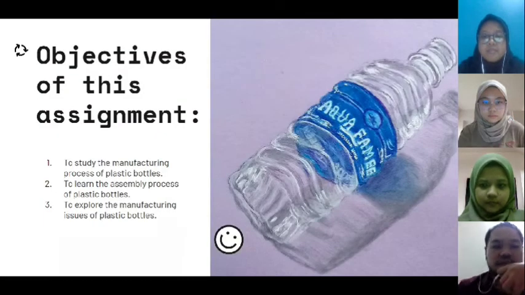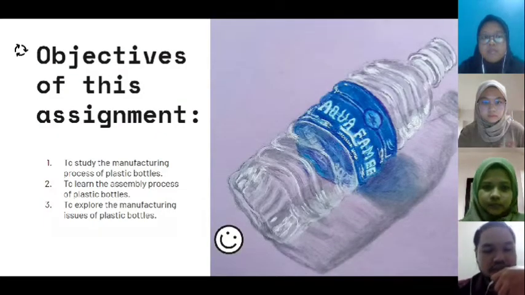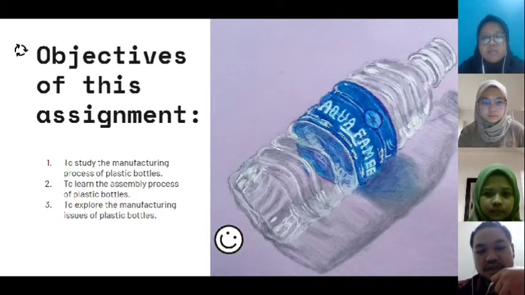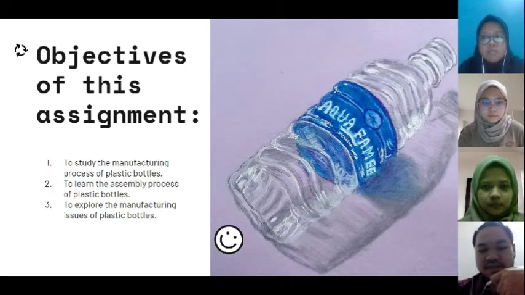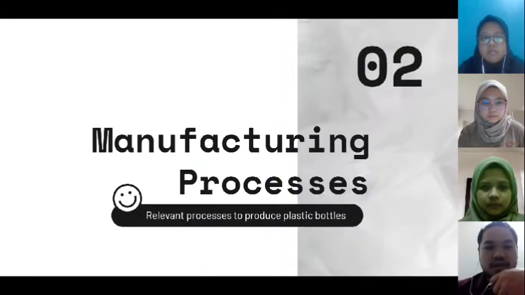Moving on is the objective of this assignment. First is to study the manufacturing process of plastic bottles. Second, to learn the assembly process of plastic bottles. And lastly, to explore the manufacturing issues of plastic bottles. Next, I'll pass to my group members.